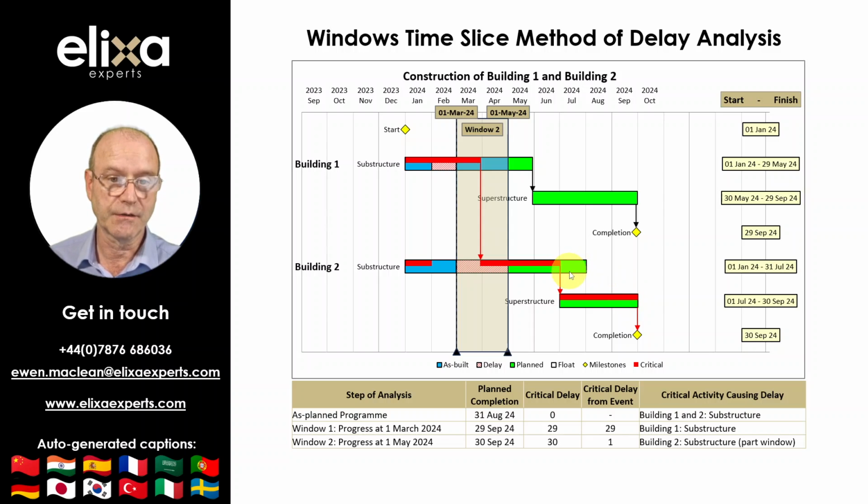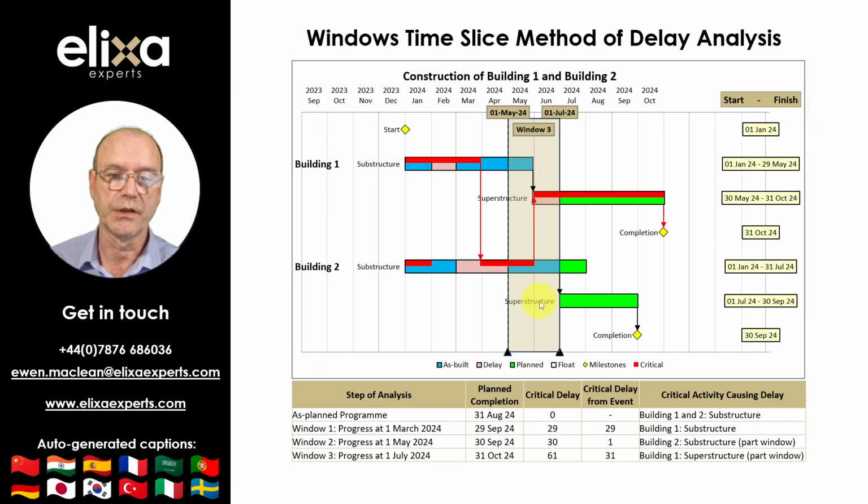If at the end of Window 2 this logic link is adjusted for Building 2, so the superstructure can commence 1 month or 31 days before the finish of the substructure, instead of after the complete finish of the substructure, it would result in Building 2 only causing 1 day of critical delay to the overall completion date, which slips from the 29th of September to the 30th of September.